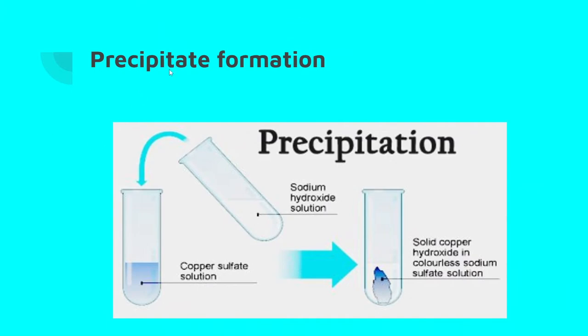For example, for precipitation, when copper sulfate solution is mixed with sodium hydroxide solution, it gives us the product solid copper hydroxide in colorless sodium sulfate solution. It is a precipitate, a solid that is actually formed after the reactants combine, which leaves us with solid under the glass.